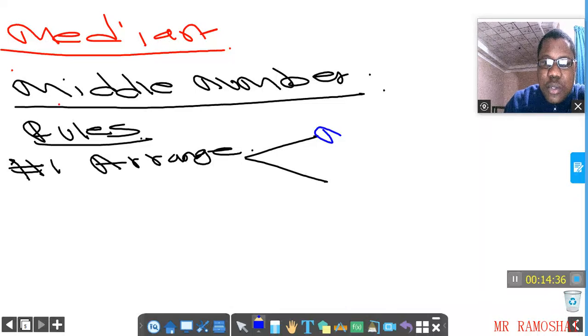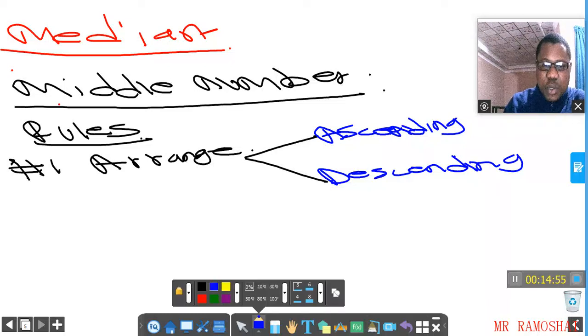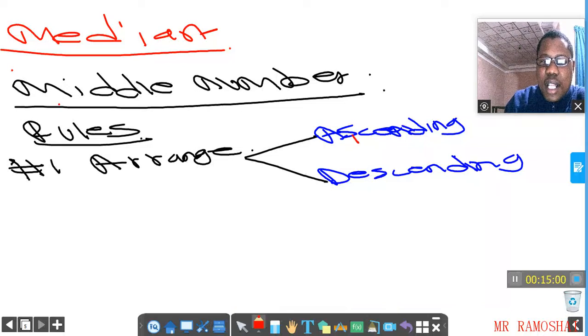It's either you arrange it in ascending or you arrange your data in descending order. Ascending or descending, right? What are we talking about when you talk about the ascending order? It means we arrange our data from the minimum number to our maximum number, right?